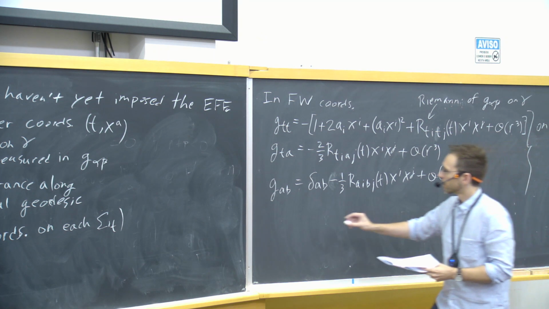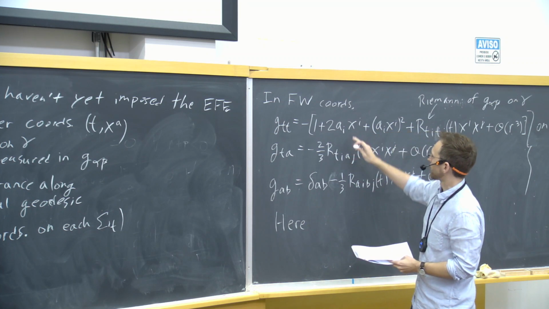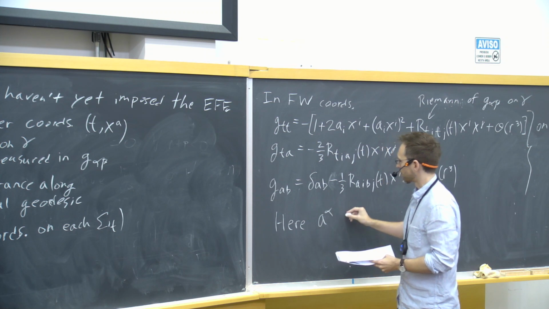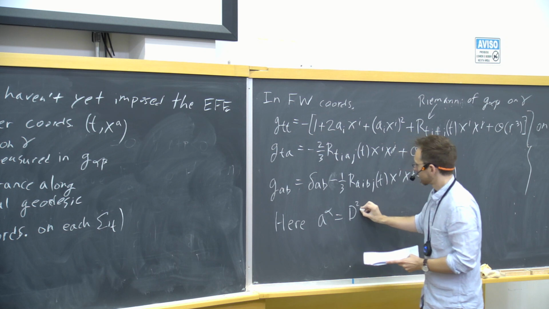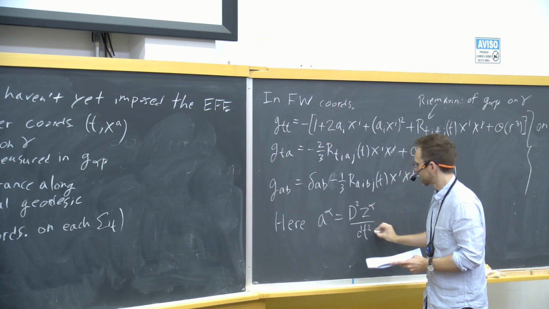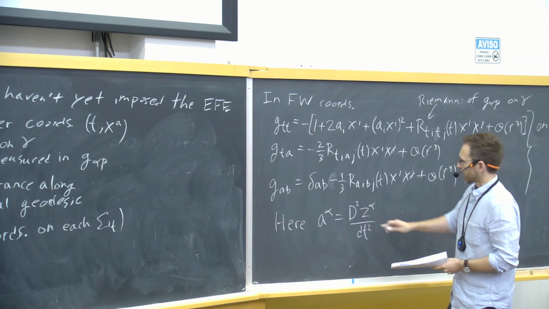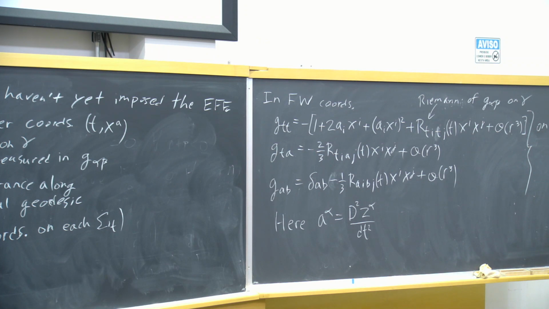So here, this acceleration is the spatial component of the covariant acceleration D^2 z^alpha / dt^2, where the covariant derivatives are defined with respect to the background metric. All right, so here I'm defining everything with respect to the background metric.